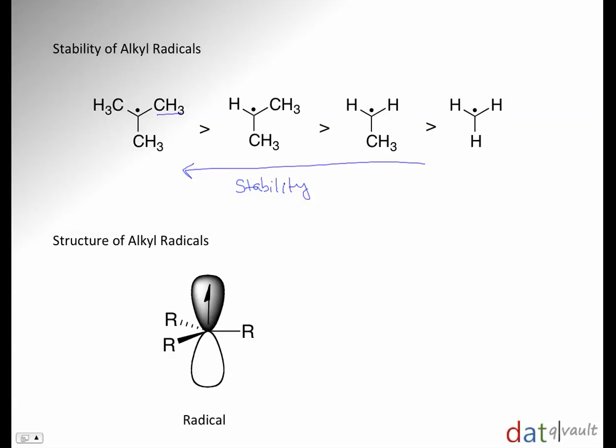And this is because the structure of alkyl radicals actually looks very similar to the structure of carbocations. So here I have a radical and a carbocation. Carbocations, if we remember, just have an empty p orbital, so they're positively charged. And radicals also have this same p orbital, which makes the structure completely planar. But instead of being completely empty, the p orbital contains one electron in it.